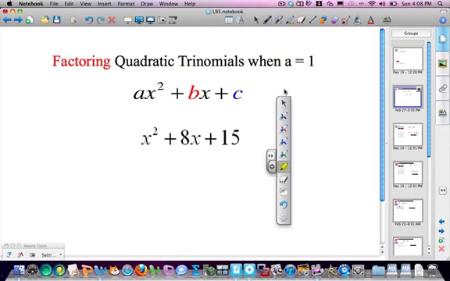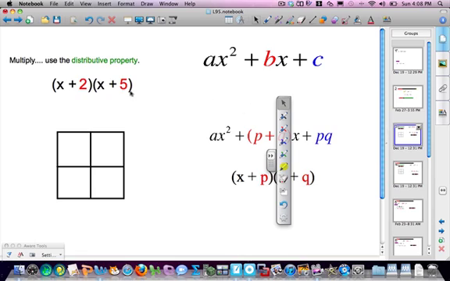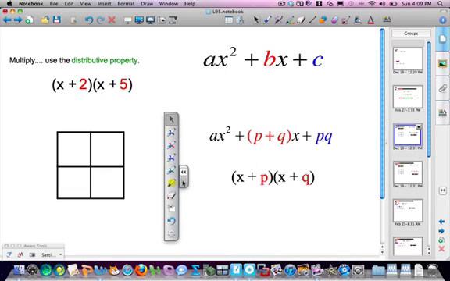In today's lesson, we're going to be factoring quadratic trinomials when the leading coefficient is 1. You might recall from previous lessons that factoring will reverse the distributive property. So to begin, we're going to multiply two linear binomials together using the distributive property and take a look at the resulting quadratic trinomial to see if we can identify any patterns that would be helpful for factoring. Let's use the table to format our work.